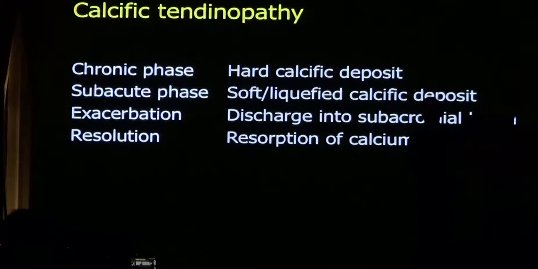In the chronic phase of disease, the calcification is very firm and hard and rock-like. But in the subacute phase, when the calcium is precipitating, then the calcification can be quite soft and quite liquid-like. And that can sometimes leak into the space around the tendons and cause a lot of pain. And when there is the resorption of calcium, often that's when patients will present. And clinicians will often mistake this condition as being an infection of the shoulder joint because the patients are in so much pain and have a red shoulder.